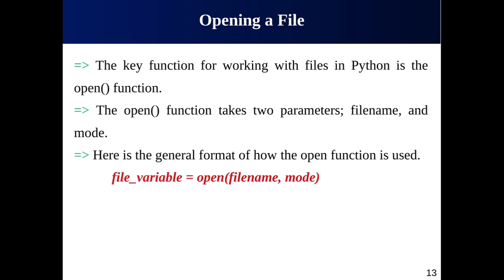So the key concept here is that whenever you want to open a file in Python, you have to use the open function. And this function will take two parameters, the file name and the mode. And this is the general format. This is the file variable. Remember, we need it because we will refer to the file later on with the help of this file variable. And then open is the function along with two parameters.